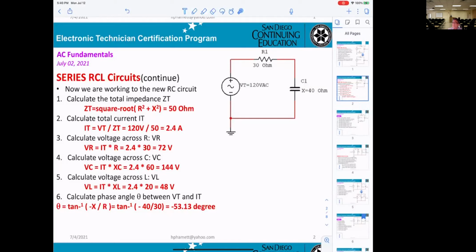The thing is, sometimes even myself, I couldn't memorize it. Okay? So theta equals tan inverse of minus X over R. That means you're working on this circuitry, that gives you minus 53.13 degrees. So that's RCL series. Do you have any confusion, any question, anything else? Go ahead.